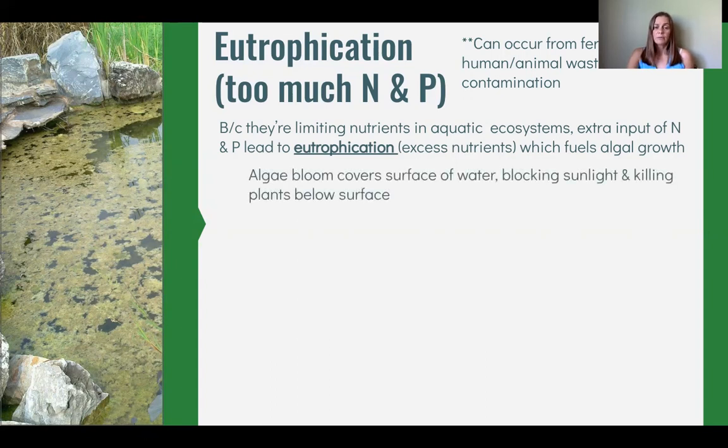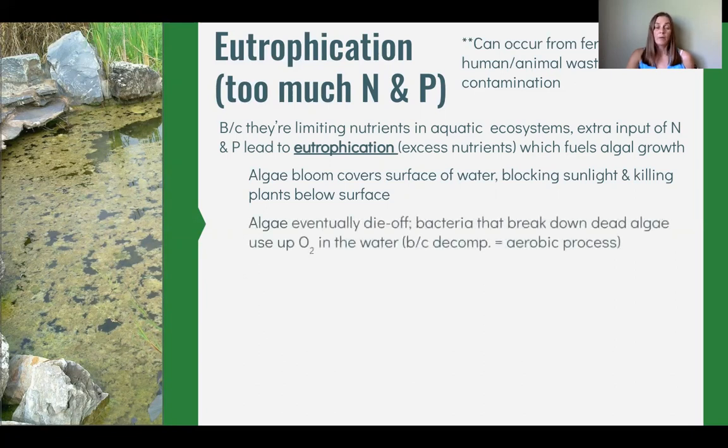That algae bloom is going to cover the surface of the water. That blocks out sunlight and kills plants that live below the surface. Once the algae use up that excess nutrients, they're eventually going to die off. Those bacteria are then going to break down that dead algae. And that process of decomposition is an aerobic process, and it's going to use up the oxygen in the water.